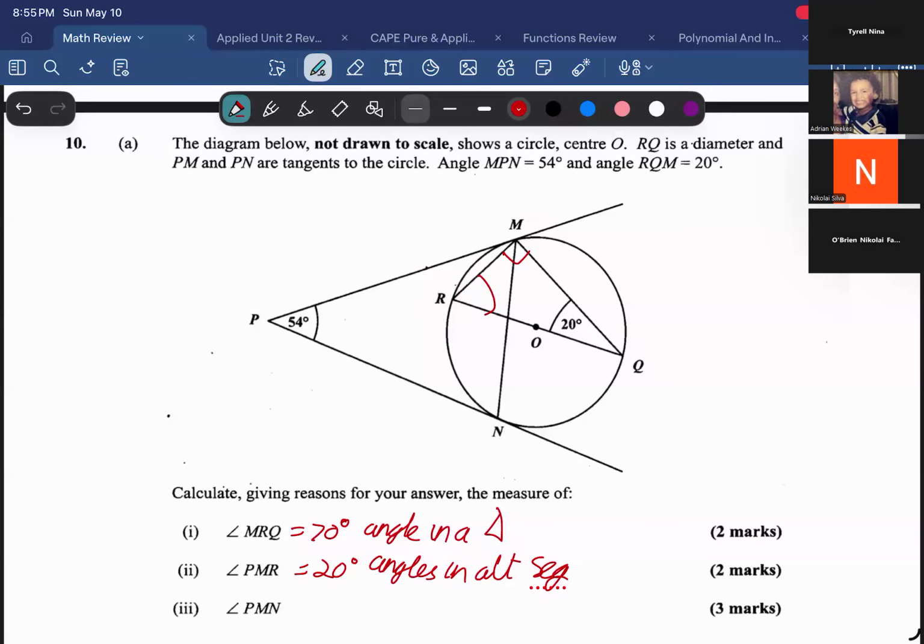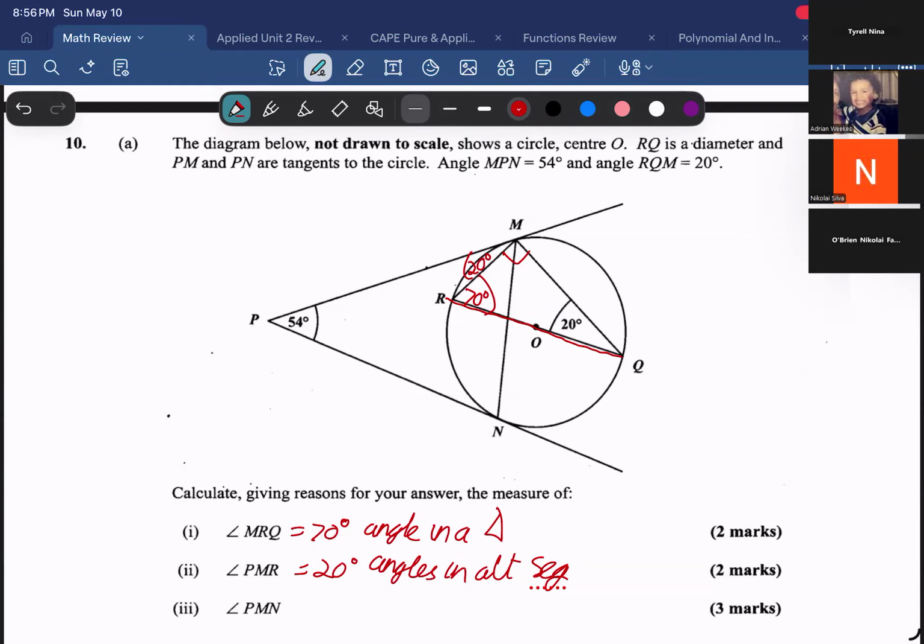So in a triangle, all of this adds up to 180. I know this is 90 degrees because this is a diameter, which will make this 90 and this 20. So that's 110. So 110 plus how much gives me 180? That is the 70 degrees. So we know this is 20 degrees.